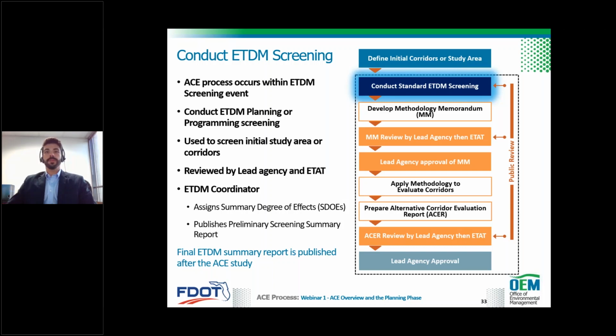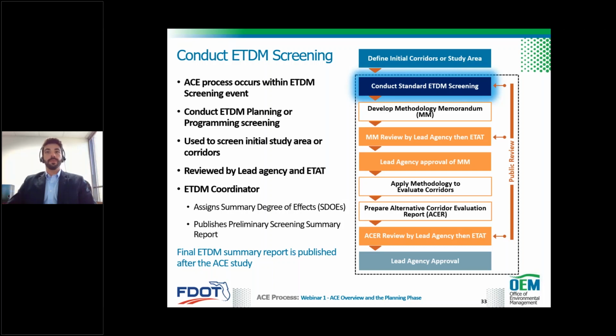The 2 ACE deliverables that are reviewed in the ETDM environmental screening tool are 1, the methodology memorandum, and 2, the alternative corridor evaluation report, which we'll discuss in the next few slides. To get the project ready for the screening, the initially identified corridors or study area will be digitized in the environmental screening tool, and a description of the project will be created, which includes the purpose and need and a preliminary environmental discussion. When the project is ready, you would submit to the lead agency who performs a pre-screening of the project. Then the project is reviewed by the Environmental Technical Advisory Team, or the ETAT.